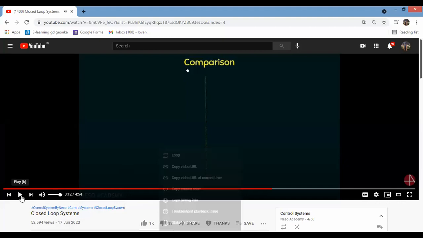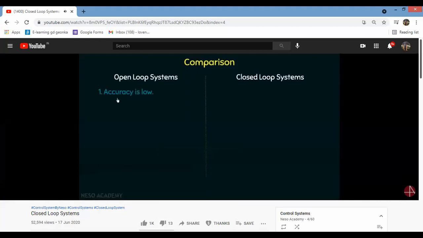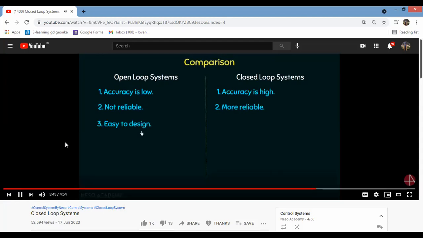to the comparison between the open loop systems and the closed loop systems, we can say that the accuracy of open loop systems is low because they can't handle disturbance. Whereas the accuracy of closed loop systems is high because they are able to handle disturbance. The open loop systems are not that reliable because they are not accurate. On the other hand, the closed loop systems are more reliable because they are more accurate. The open loop systems are easy to design because there is no feedback factor involved and the circuitry is simple.